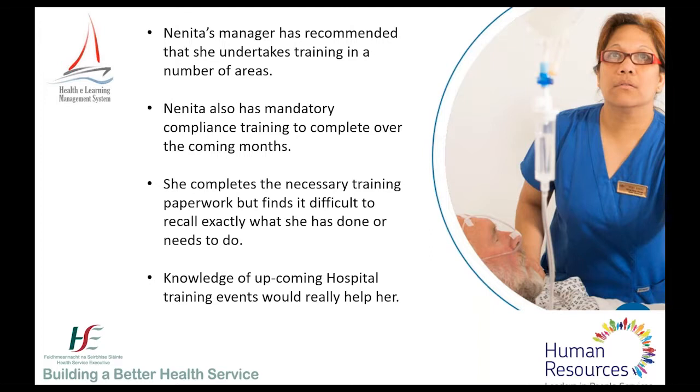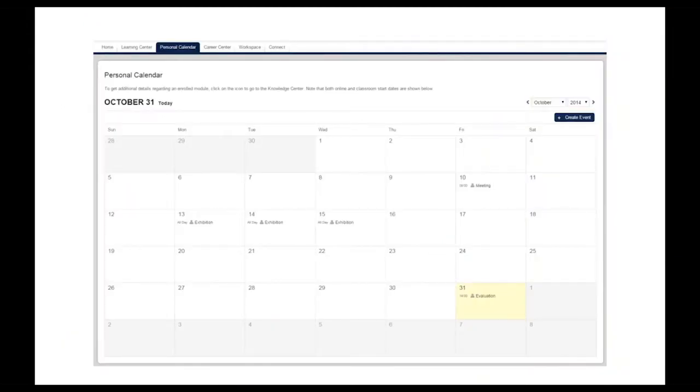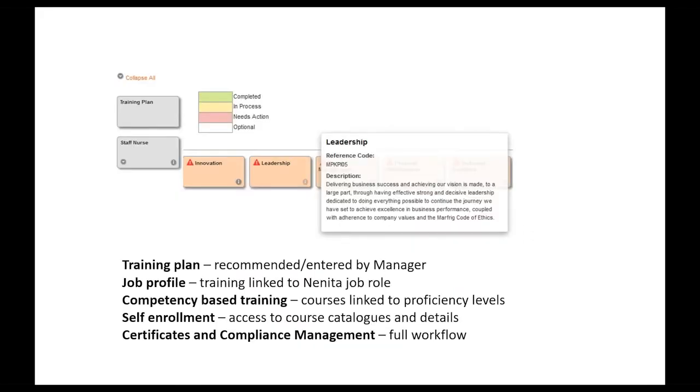So every time she goes in, she'll be able to see upcoming events that may be of interest to her, and she can choose to enroll or not, as she sees fit. This is very blank, as you can see, but this is an example of the kind of thing that Nanita might see. There are a small number of entries there, and these would be things that she's already put into her personal calendar, and they'll act as reminders when those events are actually going to occur. This is a picture of Nanita's training plan.